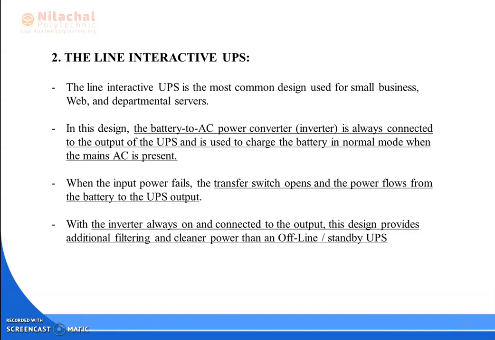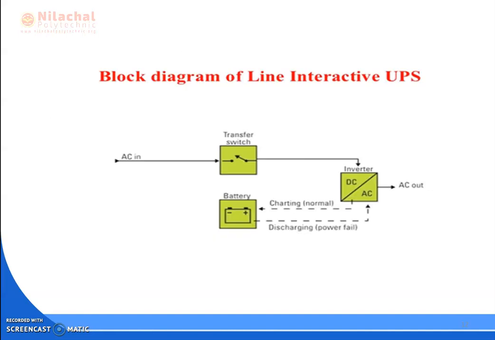When the inverter is always on and connected to the output, that is why this design provides additional filtering and cleaner power than offline and standby UPS. So we can see the block diagram of the line interactive UPS. Here we can see that the inverter is the main source of AC output to the system. What is the work of the transfer switch here?